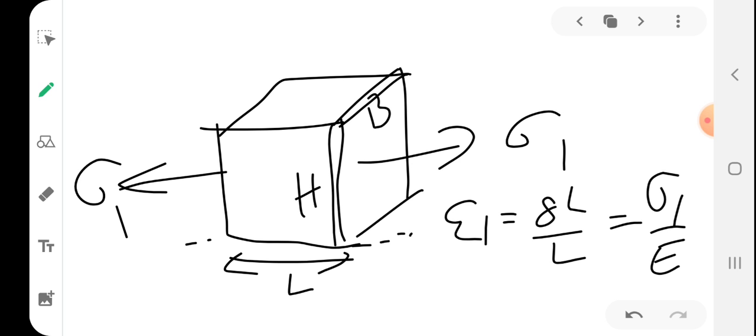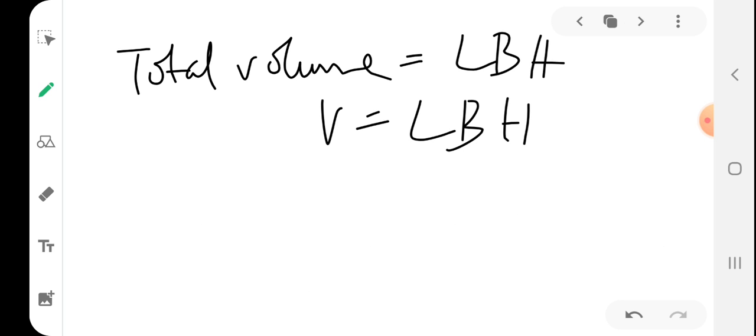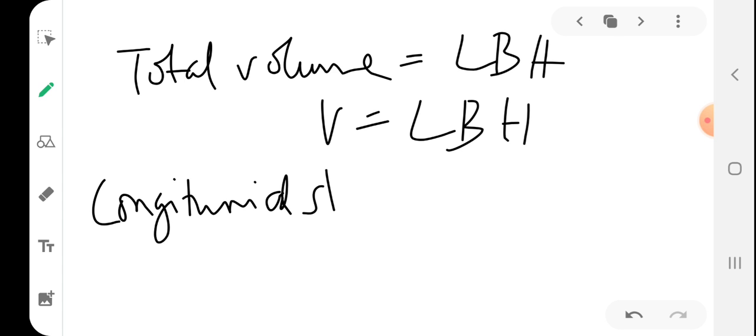If this is getting stretched in the x direction, there will be compression in this direction and this direction. This is sigma 2 and this is sigma 3. So the longitudinal stress is in the x direction only, because we have only one sigma, one load. So it can be written as sigma by E, or sigma 1 by E.